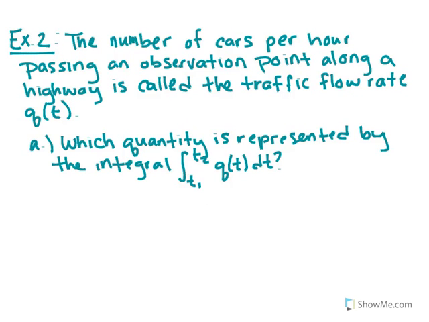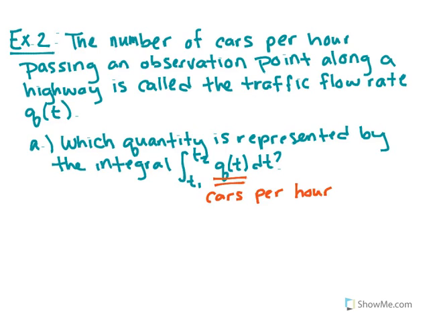Okay. So the next example, we're going to say that the number of cars per hour passing an observation point along a highway is called the traffic flow rate Q of t. There are two parts to this question. The first part is: which quantity is represented by the integral from t1 to t2 of Q of t dt? Here's the thing, Q of t is a rate, right? We've already established that. This is in cars per hour.